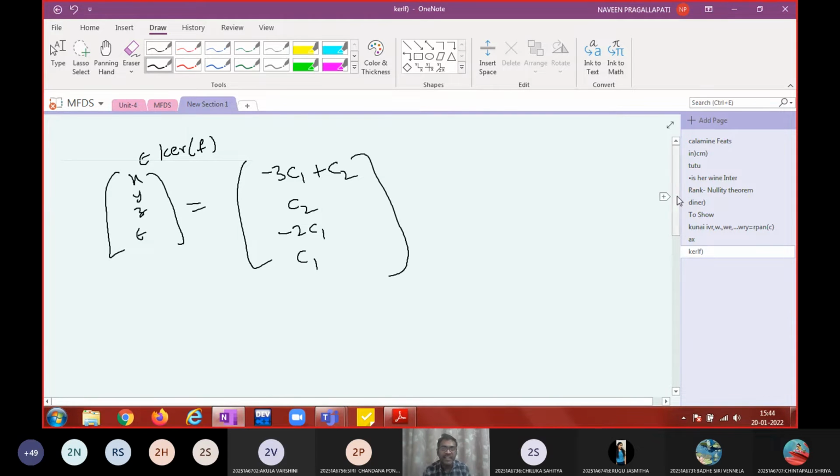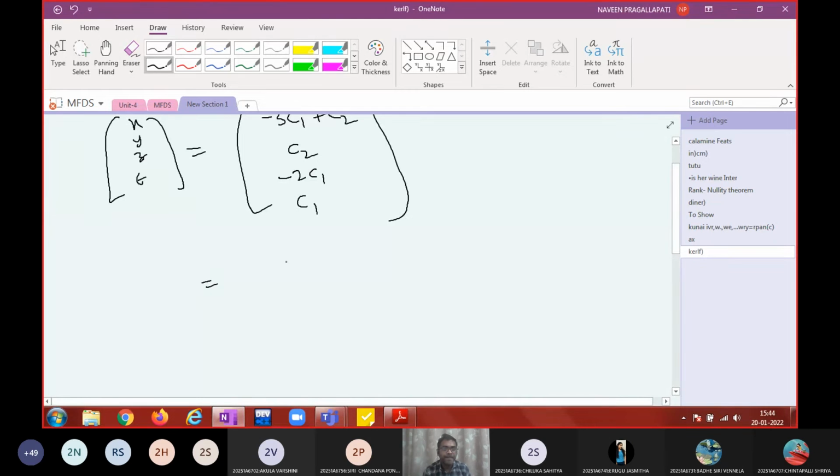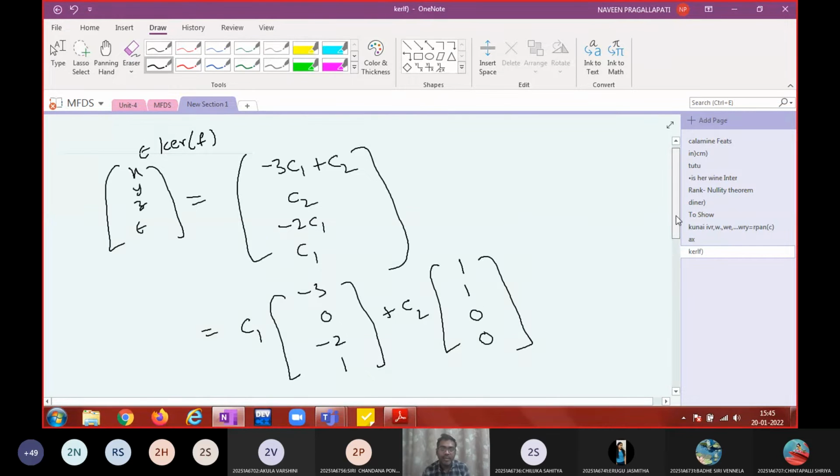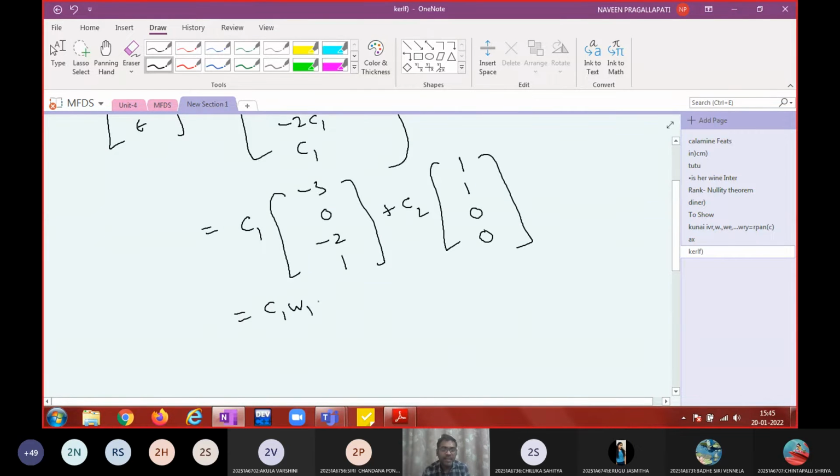Now how can I write this as a linear combination of two vectors? c1 into, minus 3, there is no c1 term in y so I call it 0, so minus 3, 0, minus 2, 1, plus c2 into 1, 1, 0, 0. Is that okay? So it is in the form c1 w1 plus c2 w2. So what is the basis?